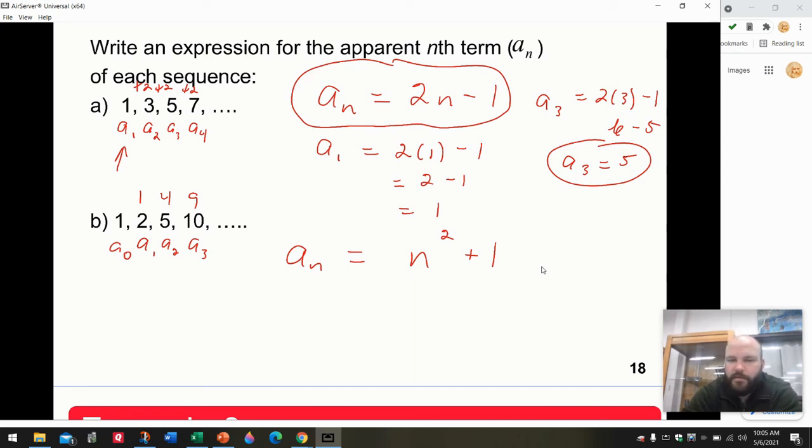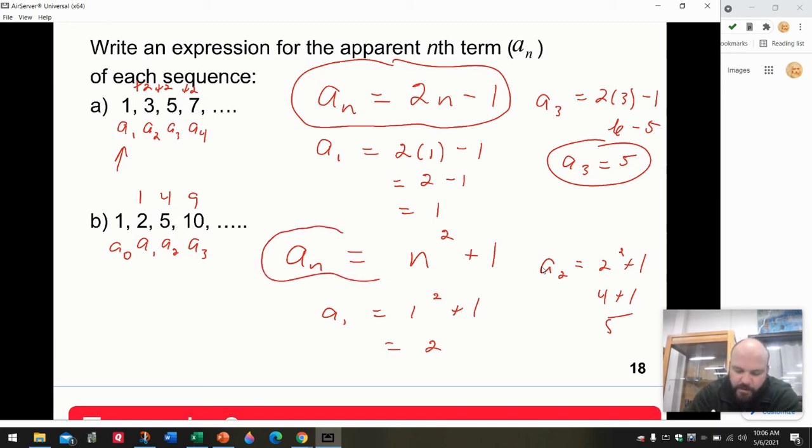Now, just to check that I did this correctly, let's try a sub 1. If I wanted to figure out a sub 1, that would be 1 squared plus 1, and that would give me 2. And you can see a sub 1 is indeed 2. A sub 2, if I plug that in, I would have 2 squared plus 1, and that would give me 4 plus 1, which is 5. And that would also work, a sub 2. So we come up with an equation to give us the nth term of our sequence.